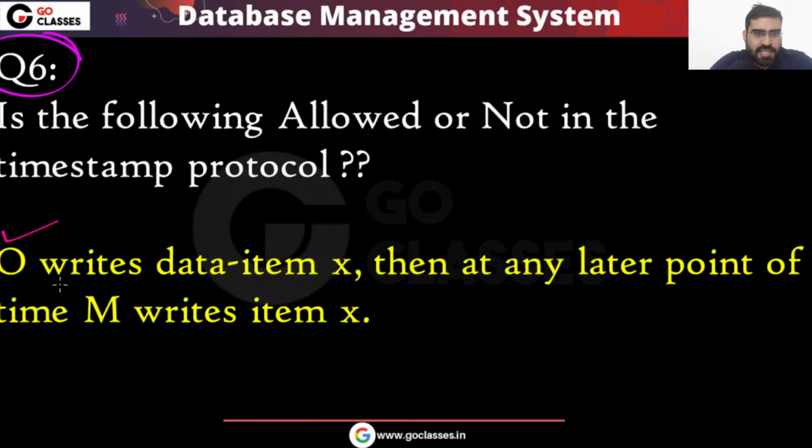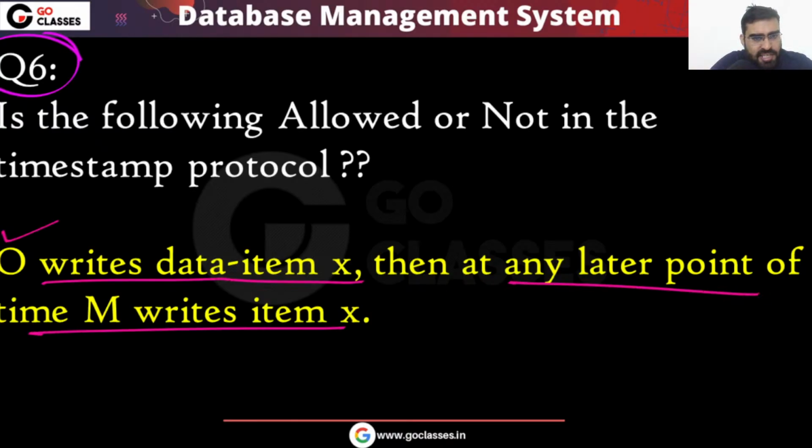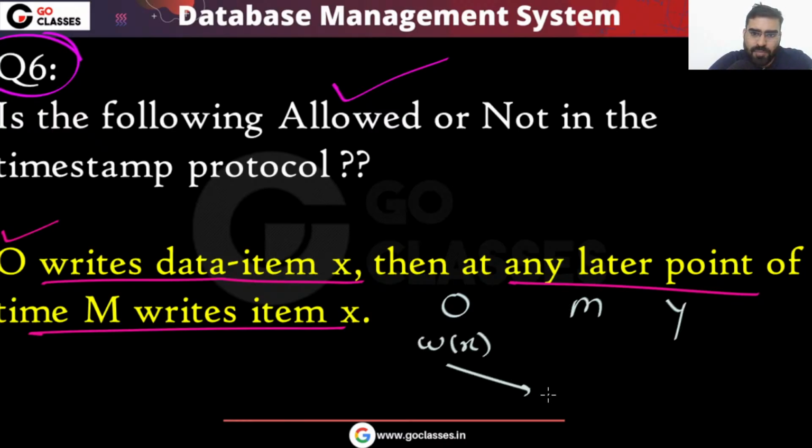O is writing data item X. Then at any later point of time, M is writing data item X. This is fine. There is no problem, because you can see this is transaction O, M, Y. So it is writing item X. After some point of time, it is writing item X. This is perfectly fine. This conflict order is perfectly fine. So this is allowed. Okay.